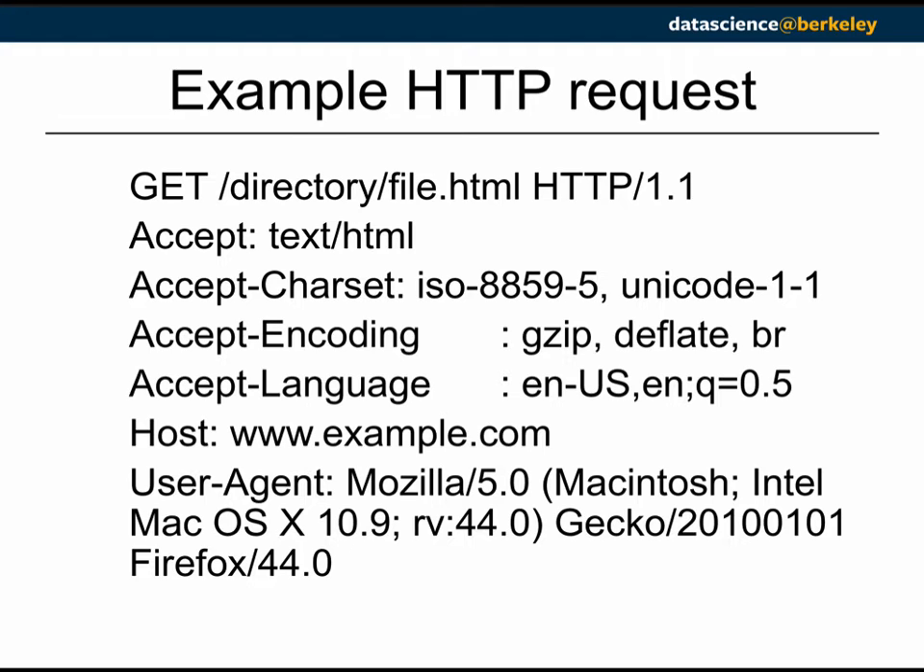So rather than send back a plain text file, if the server has a gzipped version, it'll send that and reduce bandwidth. And it might be faster to send a gzip and unzip it on the client than send the whole file. It also passes some information about your system itself so that the site can make some decisions, so if you're on a mobile device, for example.